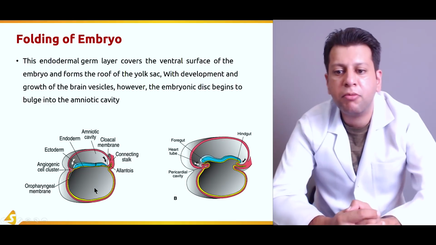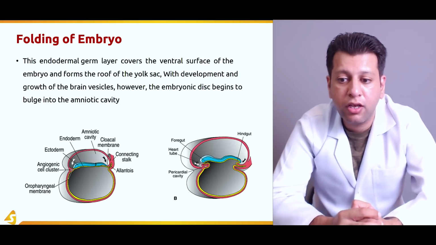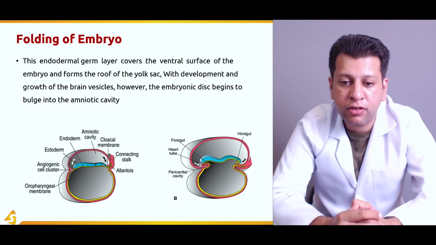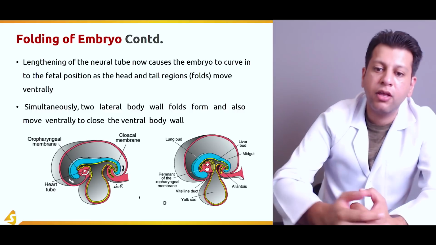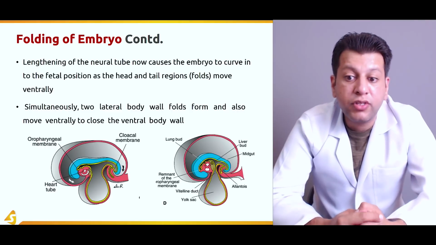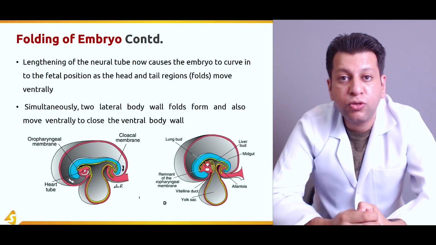The endodermal germ layer covers the ventral surface of the embryo and forms the roof of the yolk sac. While development and growth of the brain vesicle continue, the embryonic disc begins to bulge into the amniotic cavity. Lengthening of the neural tube now causes the embryo to curve into the fetal position as the head and tail regions fold ventrally. Simultaneously, two lateral body wall folds form and move ventrally to close the ventral body wall.